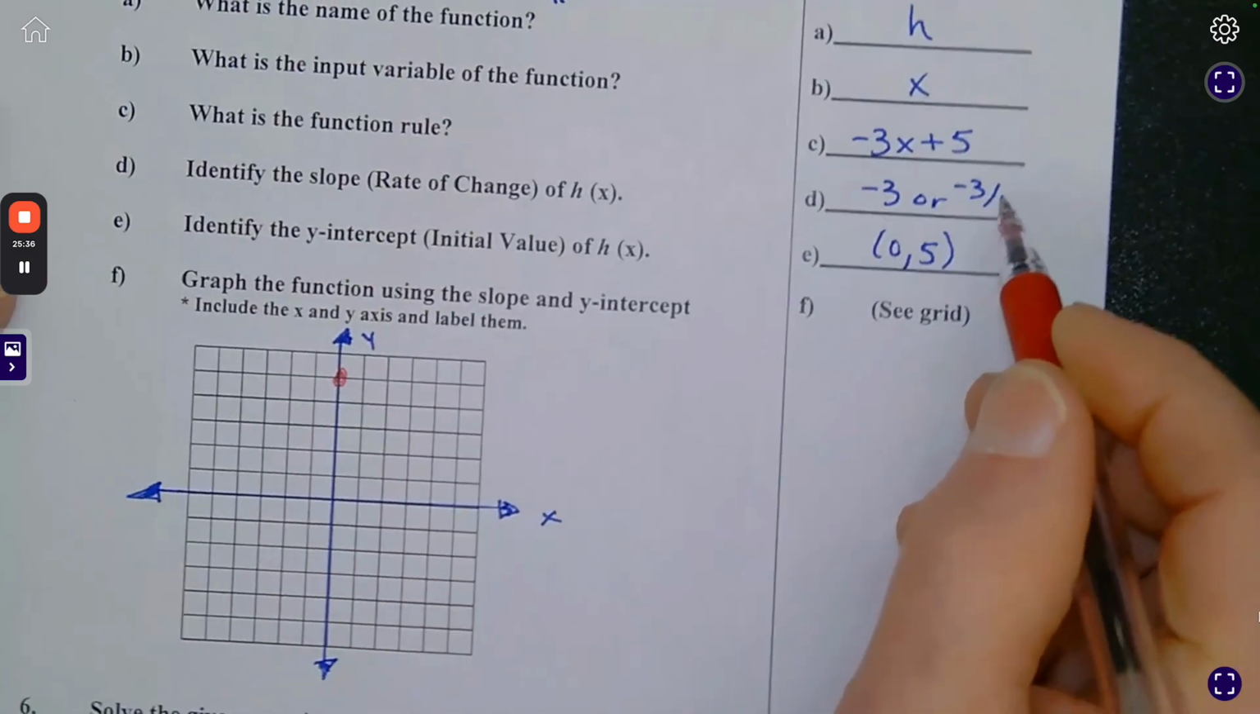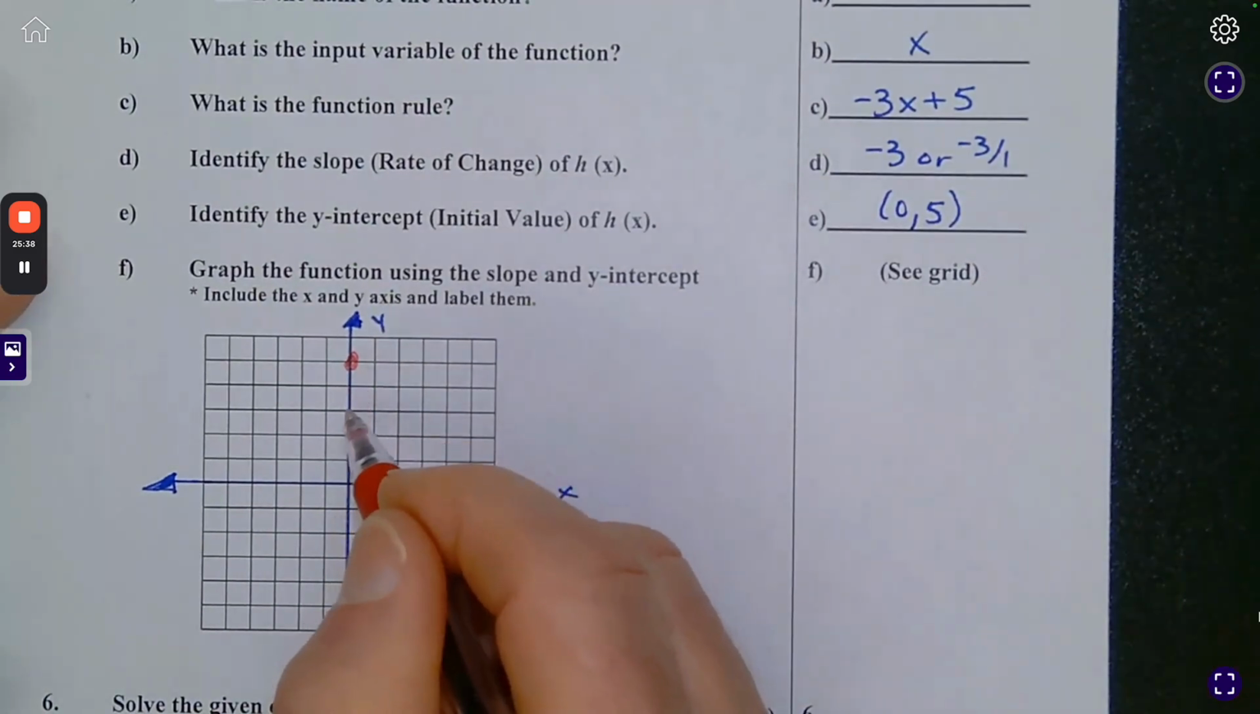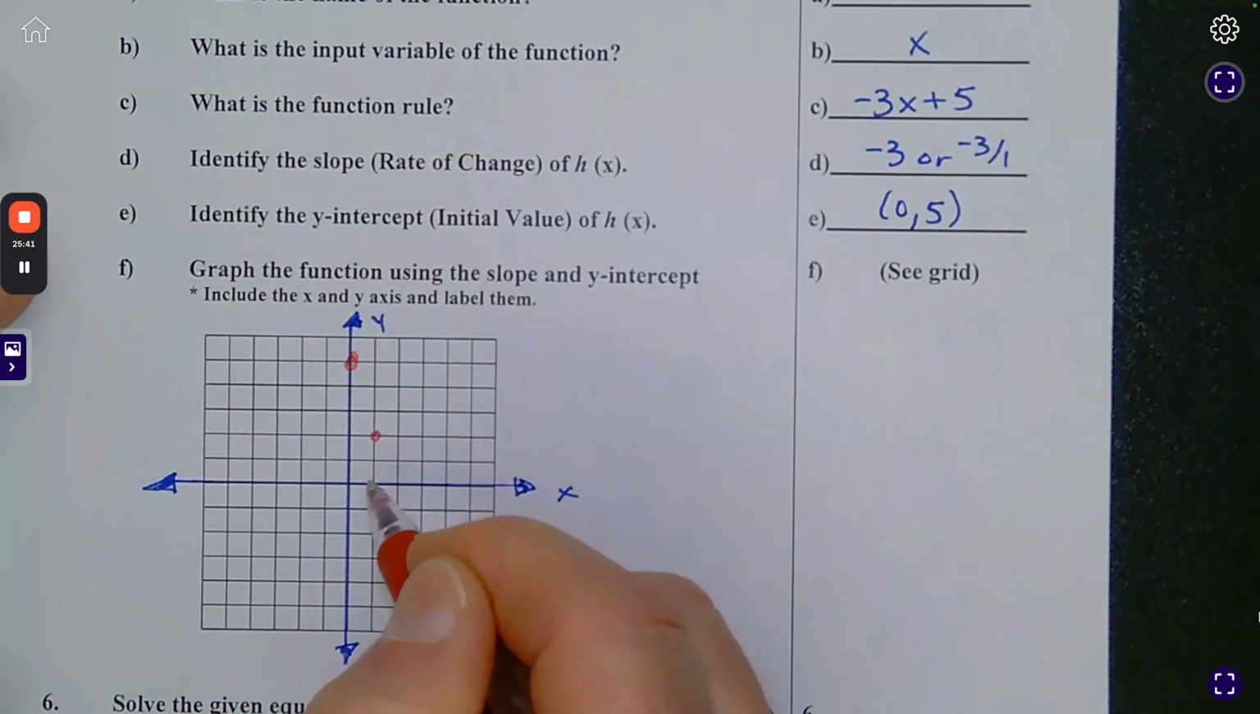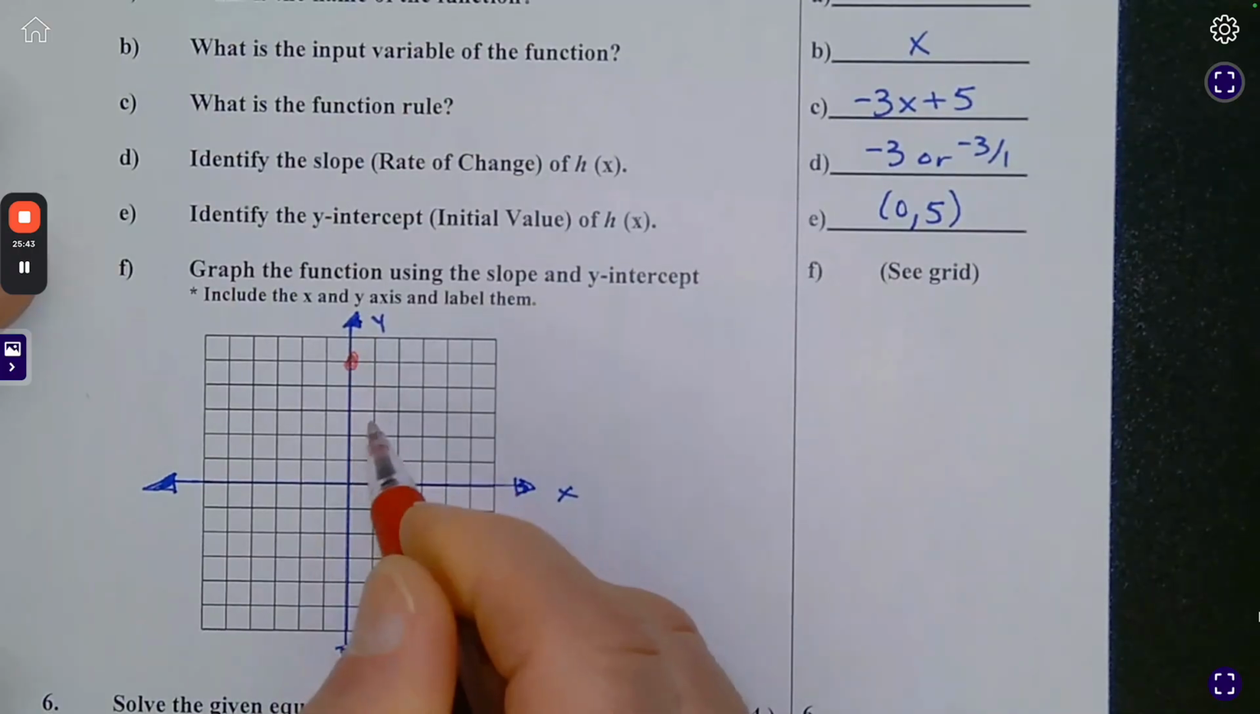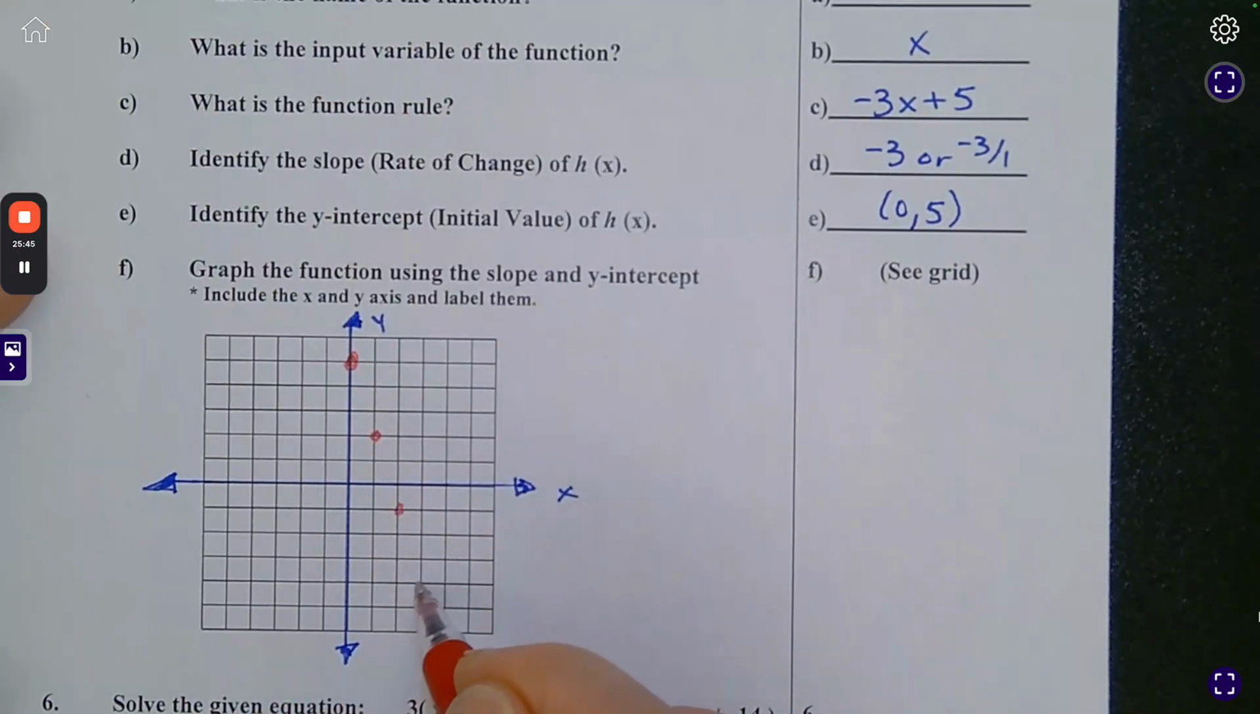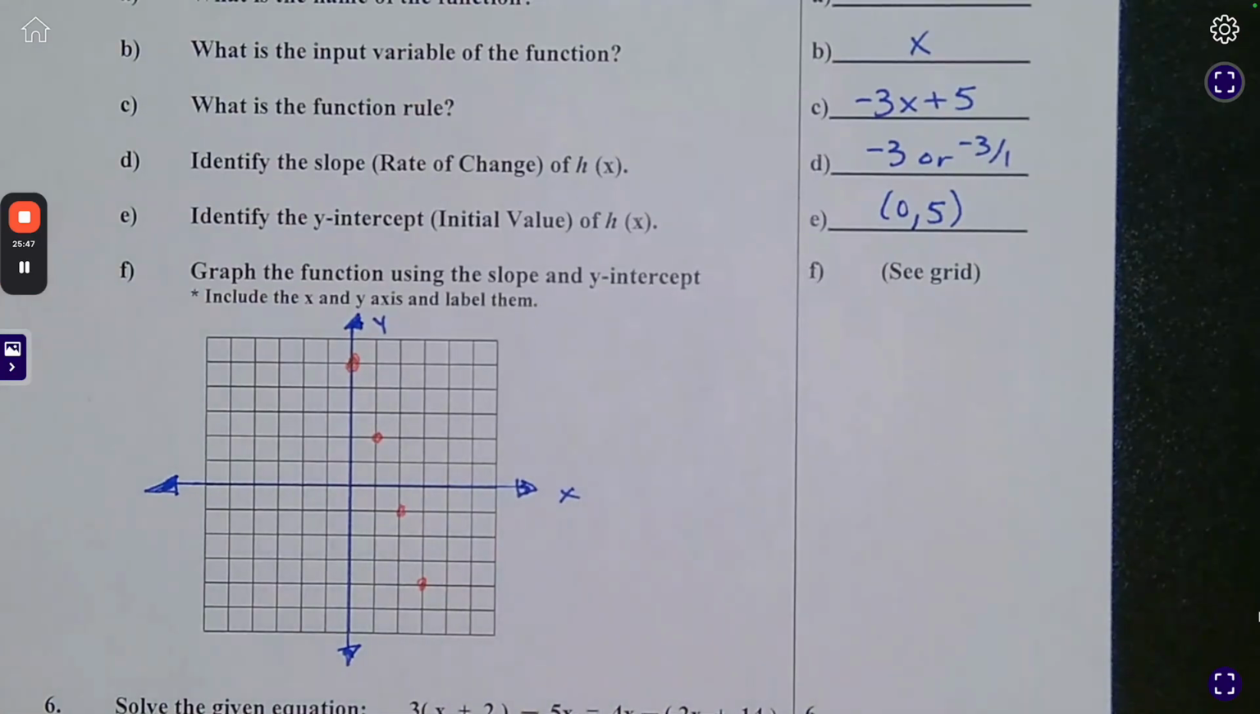Now I'm going to go down 3 over 1. So down 3, over 1. These represent solutions. Now you can have fractional inputs and outputs as solutions for generic graphs. So we're good. We just now need to graph it.